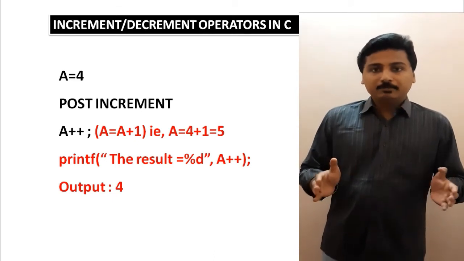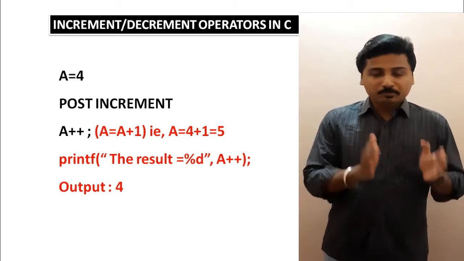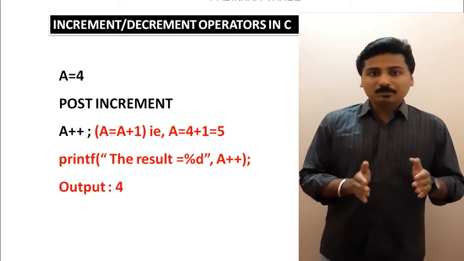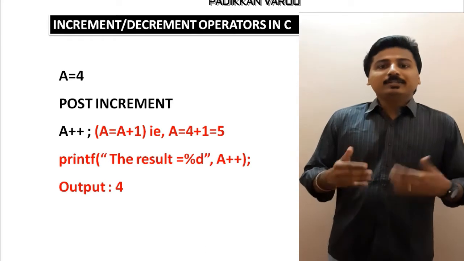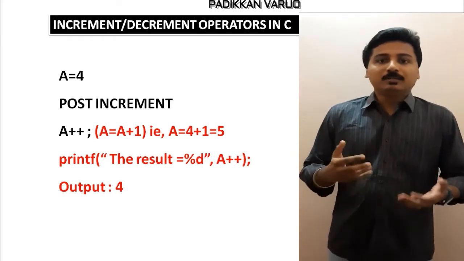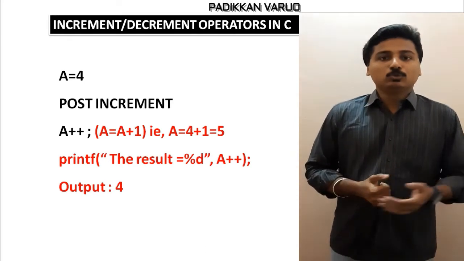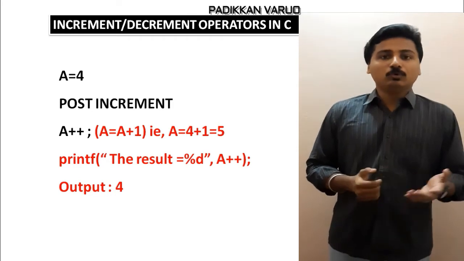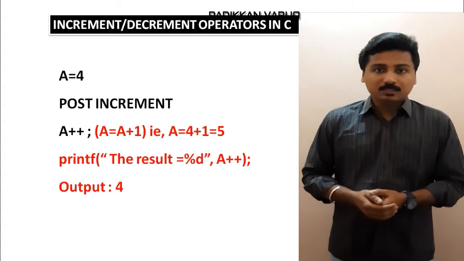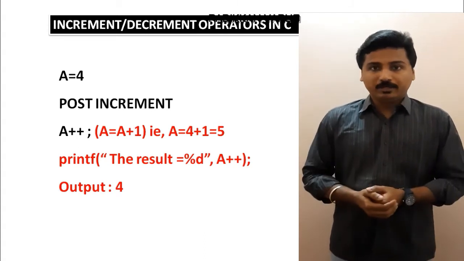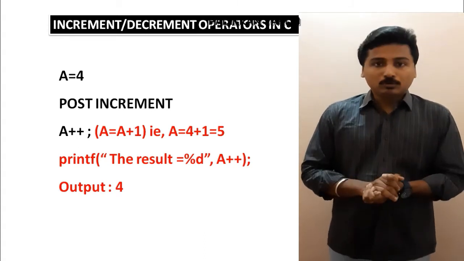The increment and decrement operators can again be divided into two, that is pre-increment and post-increment, and in the similar manner pre-decrement and post-decrement. We can take an example: a variable named a, and we are going to store a value 4 into it, a equal to 4. If you are using the post-increment operator, that is a plus plus, and we are printing the result, then the output will be 4.